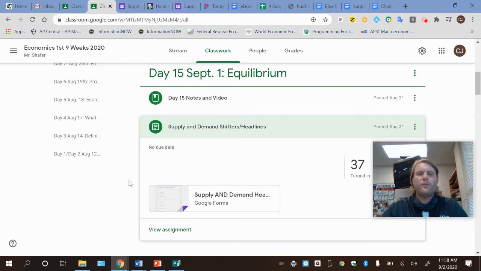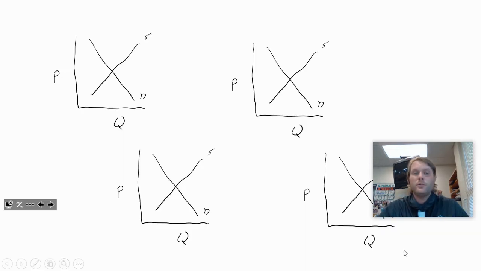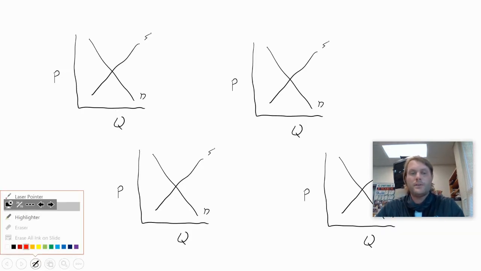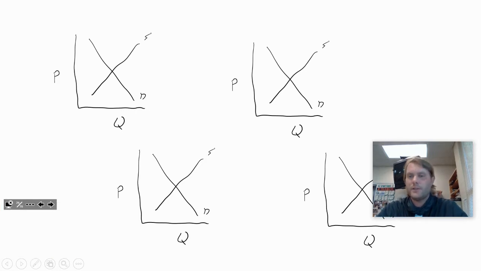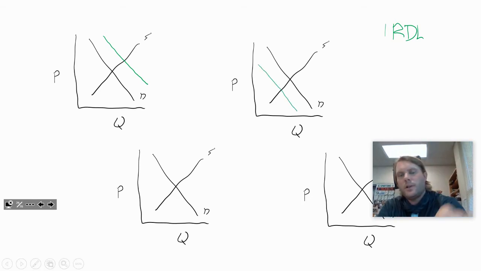So here's the first thing you've got to remember: there's only 4 possible ways we can shift these things. We have an increase in demand. I'm going to remind you guys right now of ERDL: increase right, decrease left. So here's my demand increase. If I'm going to increase my demand, I'm going to shift it to the right. If I decrease my demand, I'm going to shift it to the left.